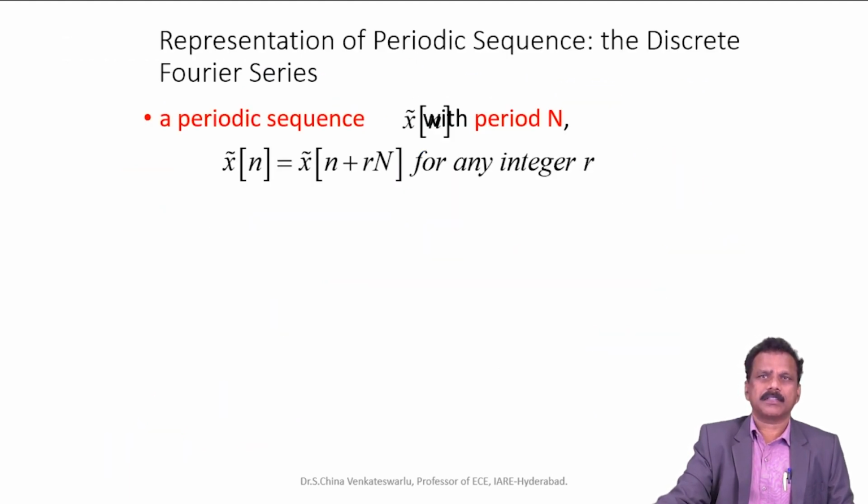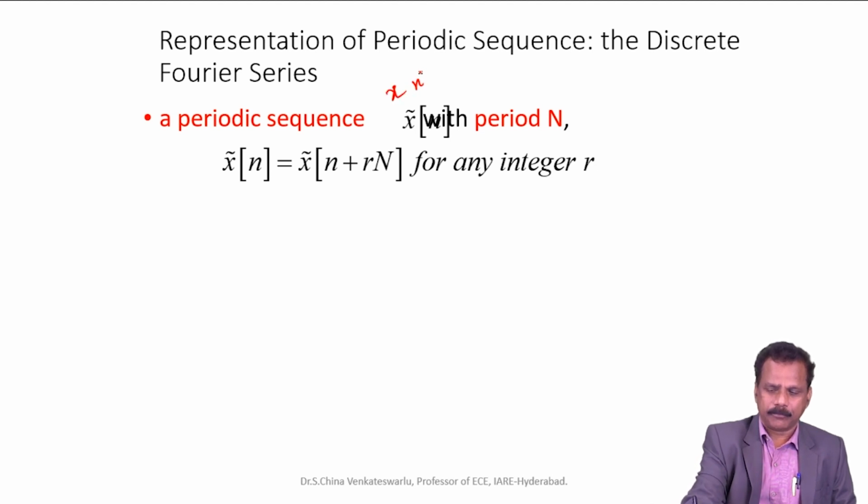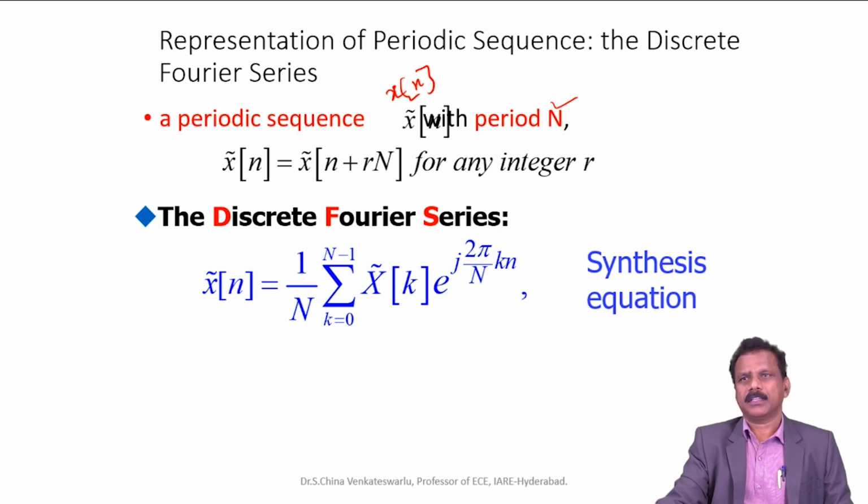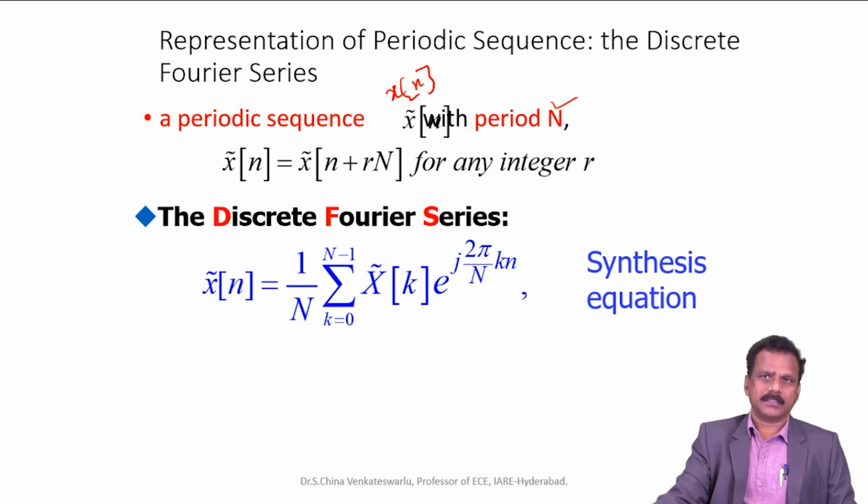Next, representation of a periodic sequence, the discrete Fourier series. If it is a periodic sequence x of n with period N, where x of n is equal to x of n plus rN for any integer r, the discrete Fourier series looks like this mathematical expression. It is represented as the synthesis equation. That is, x of n is equal to 1 by N, the summation k equal to 0 to N minus 1 of x of k e power j 2 pi by N into kn. This is our synthesis equation.